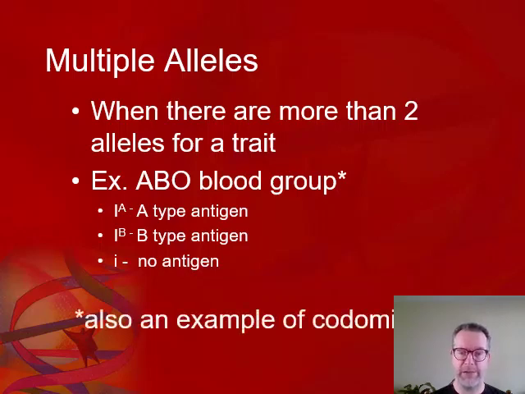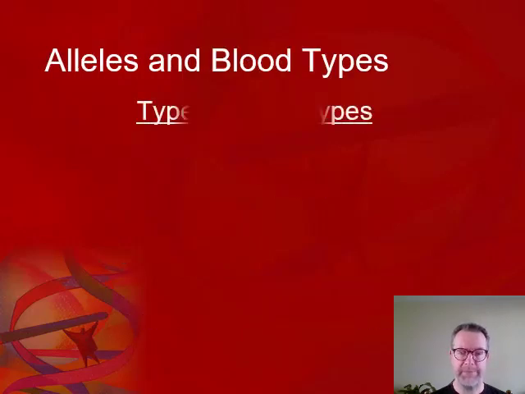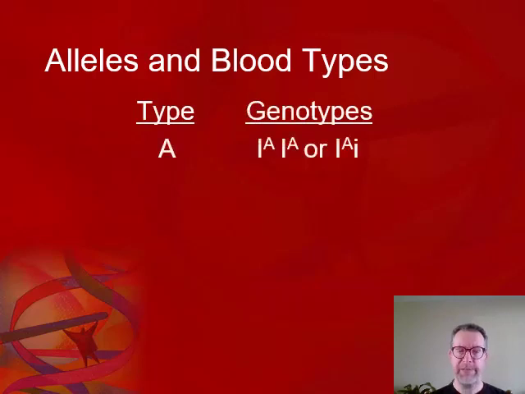So what does that look like? If you have blood type A, anybody blood type A out there? I'm blood type A positive myself. 2 possible genotypes, I big A, I big A, or I big A, little i. Now, if that was your blood type, how could you figure out what your genotype would be if you're blood type A? What kind of cross could we use? Test cross. Hopefully you got that.